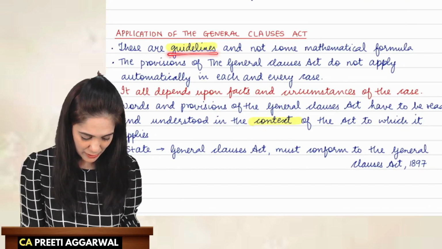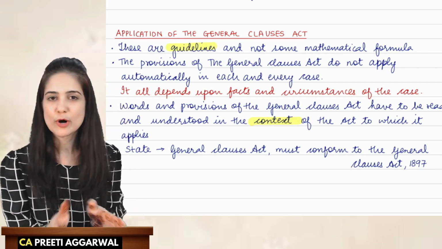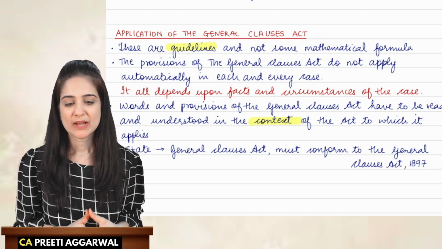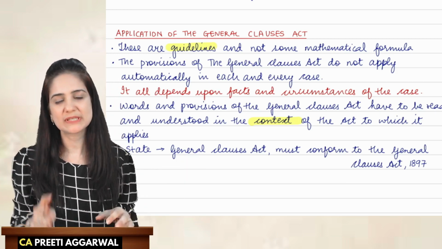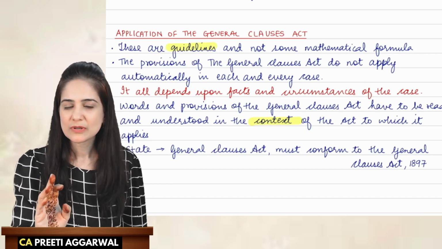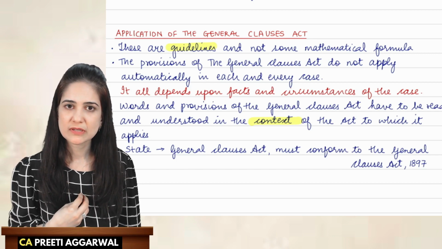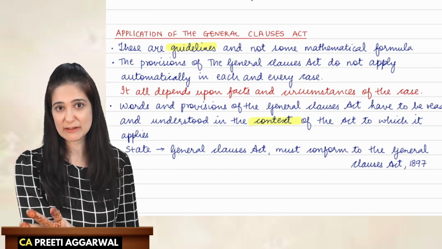These are, however, guidelines. They are not some mathematical formula. See, in maths, one formula applies to all the questions of that type. But can you apply one rule to all situations? Like, say for example, we know that killing is illegal. But what if I kill in self-defense? Although that is not legal, you won't be punished for it. If it is proved that it was in self-defense, you won't be punished.